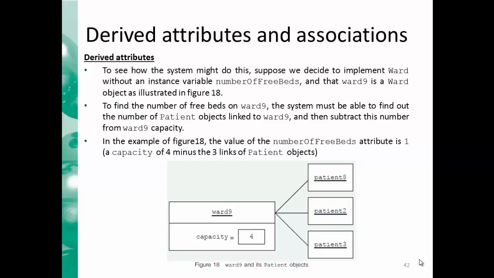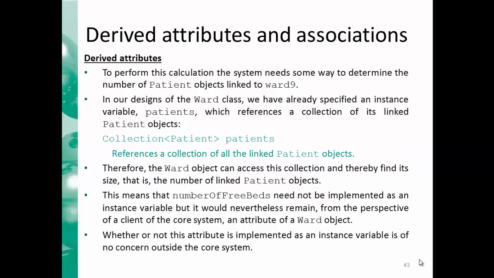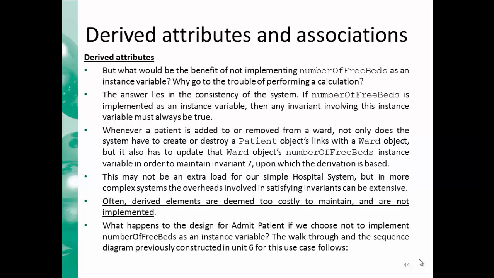So this calculation of the number of free beds can be done in 2 different ways. Either at the time of admission or checking out, I can update that particular number of beds instance variable, or I can do that at the time I am asked to use that variable. I check with the ward and find out the number of free beds in that particular object. Please note that derived elements are often deemed too costly to maintain and are not implemented. This is very important to consider.